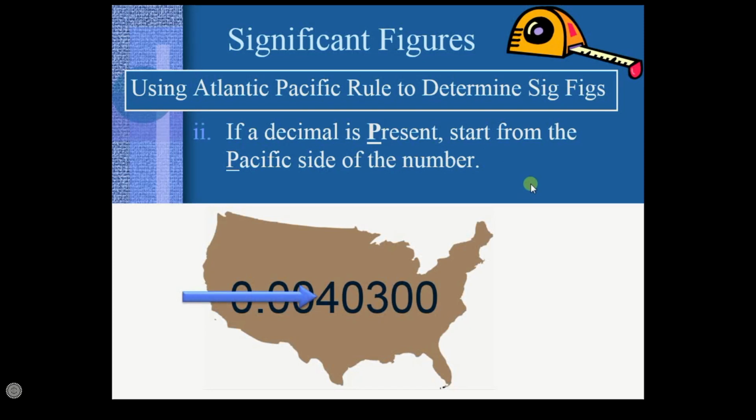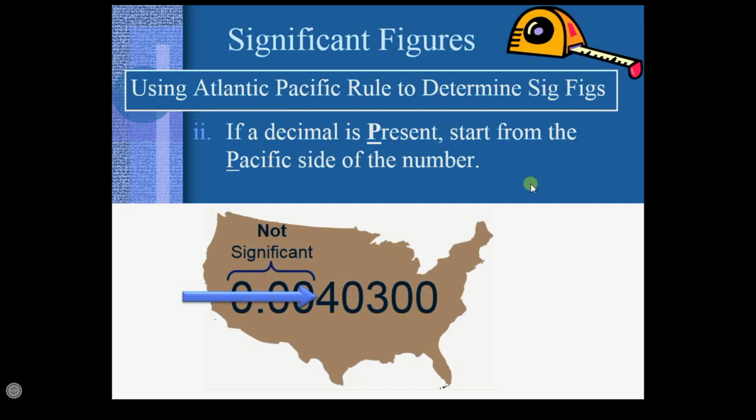You're going to cruise through all the zeros and keep going until you hit a non-zero digit. In this case, I hit the 4. When you hit a non-zero digit, that's going to stop you. Stop. Those are not significant zeros. Those are just placeholding zeros. In this case, they're just there to keep the number that small.